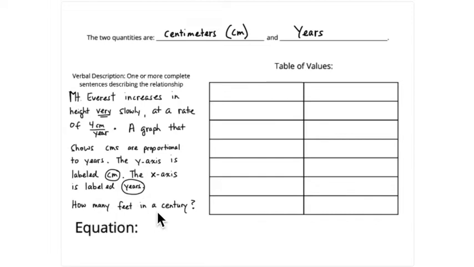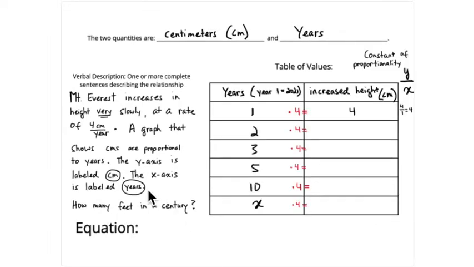So how many feet in a century? So over here, the x value is years. So it's y per x. It's going to be centimeters per years. So x is going to be years. That's the given amount. That's the independent variable. So in 5 years, how much did Mount Everest grow? So that's going to be the dependent amount. That's going to be the calculated amount, or the y coordinate. So increase in height.